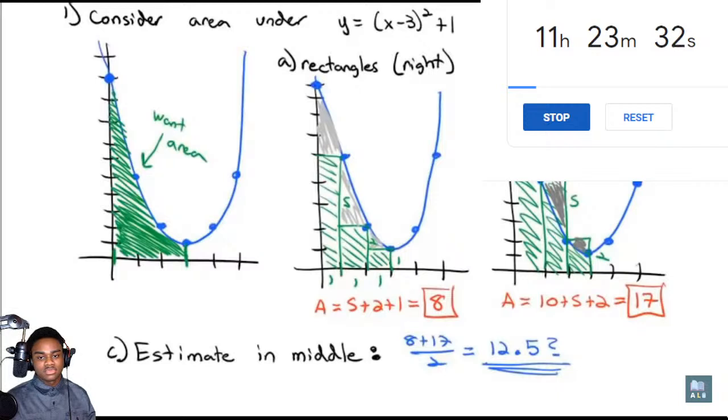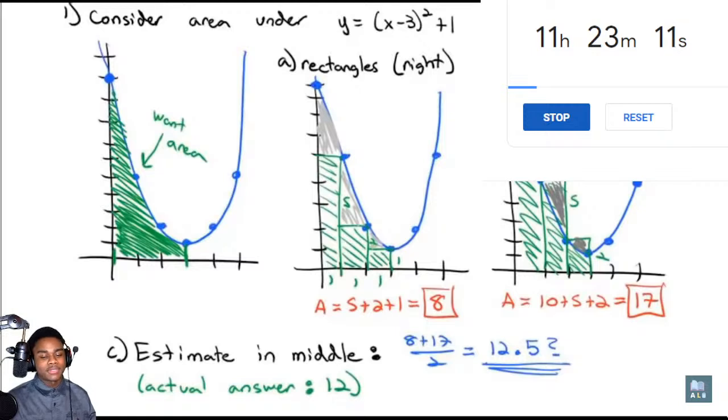As you might expect, this process is not perfect, because the actual area is exactly 12. So we got an extra 0.5 out of it, but that's not a bad estimate for just drawing rectangles and making a guess at it.